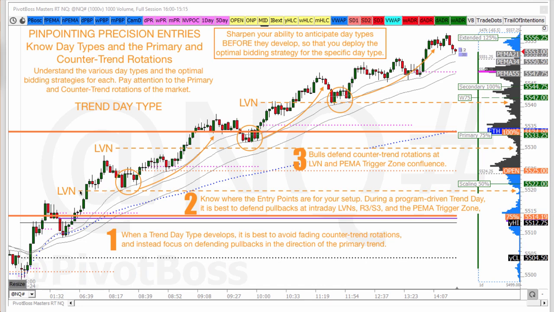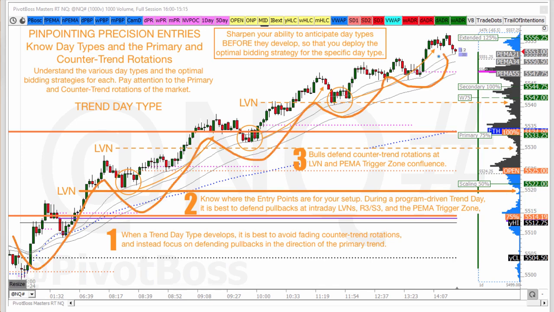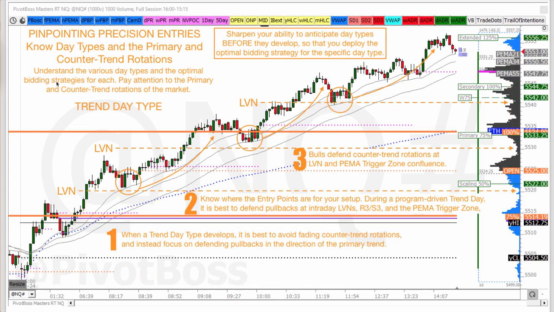So an LVN is a low volume node right here. And in a trending price structure, this is called an imbalance phase. I also call it the I. It's an I-shaped profile. It's just elongated, right? It's an elongated profile. Look how long that is, right? Now tell me, where is value in that chart?